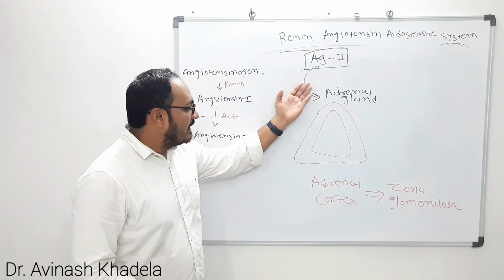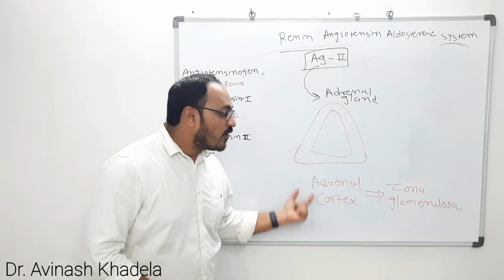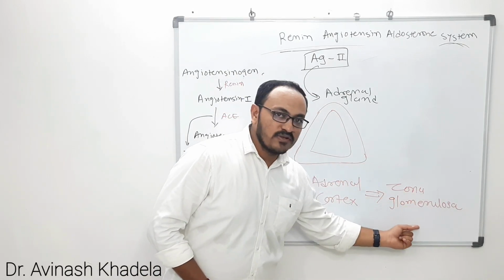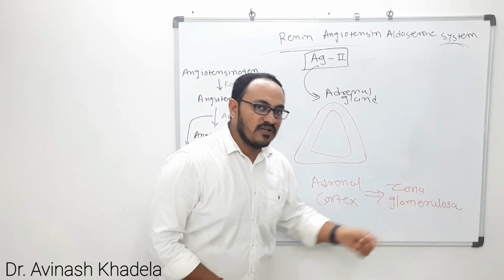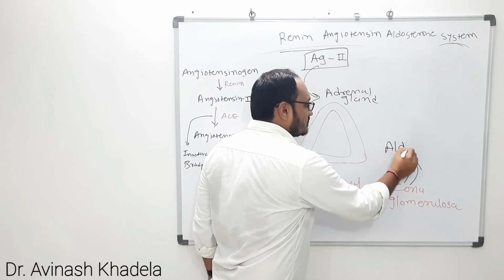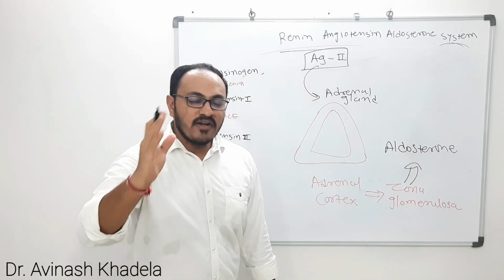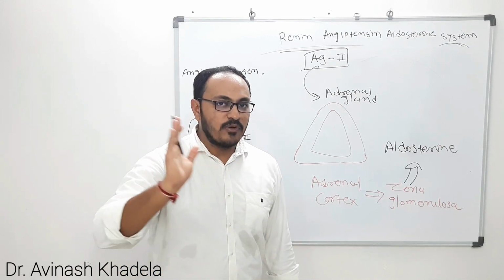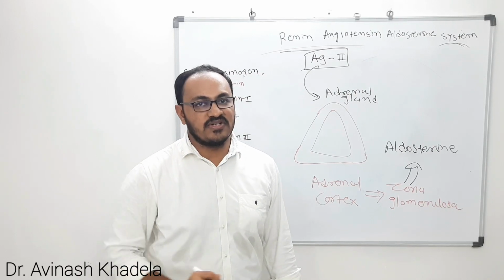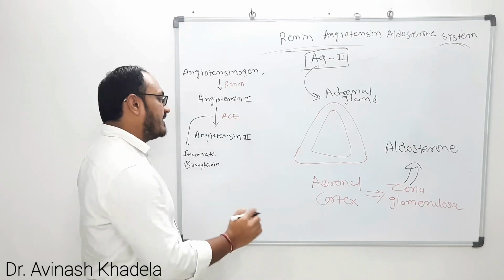So this adrenal gland has the adrenal cortex, which is again divided into 3 layers. One of the layers is the zona glomerulosa. This zona glomerulosa is responsible for secretion of aldosterone. So angiotensin 2, via the adrenal cortex and zona glomerulosa, releases aldosterone into the systemic circulation. Now let us understand in detail what aldosterone will do.